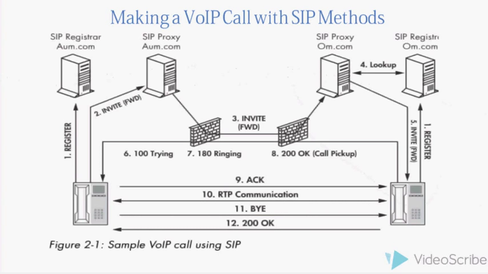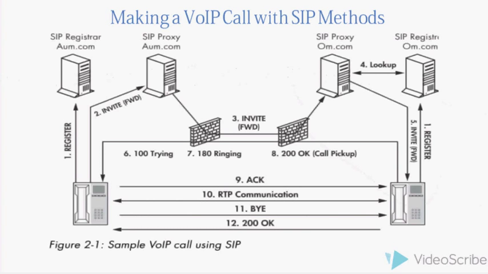Step 3. The proxy server in the om.com network performs a lookup for Kazum's location. The SIP registrar responds to the lookup with Kazum's address location. The proxy server in Kazum's network sends a 100 trying message to Sonia to indicate that the invite request has been received but not yet sent to Kazum. Step 4. The proxy server in Kazum's network forwards the request to Kazum.